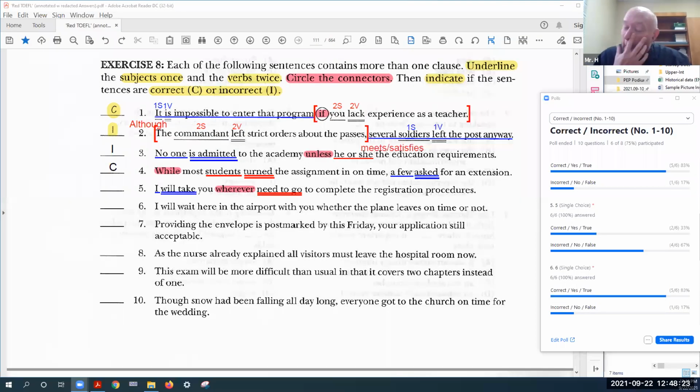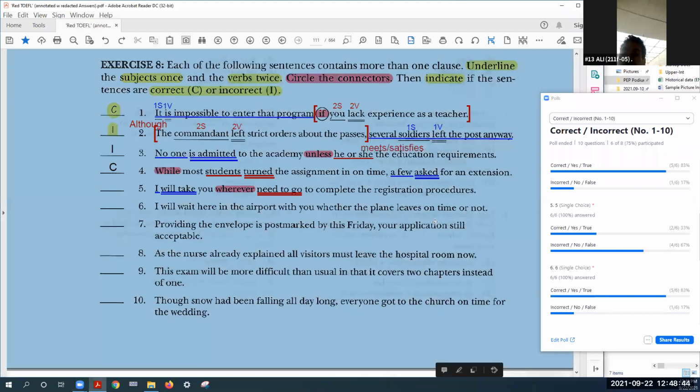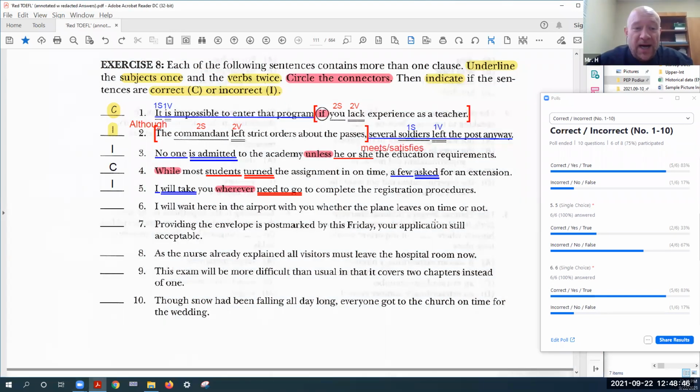All right, so let's keep going here. First subject, I; first verb, will take; second subject, missing; second verb, need to go; connector, wherever. And then you said it's correct or incorrect? Incorrect. Okay, good. All right, and then Assad, how about number 6? Let's do number 6.